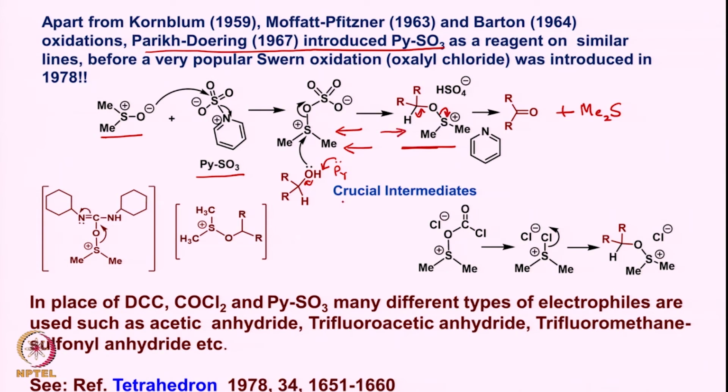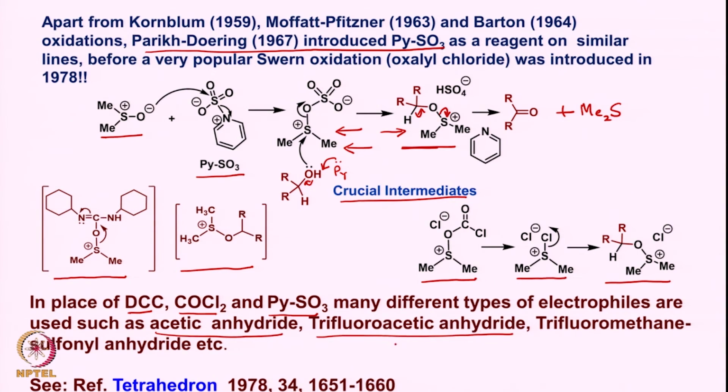So as we have been naming all the crucial intermediates, this is the Moffatt-Pfitzner oxidation first crucial intermediate, this is the second crucial intermediate. In Barton oxidation, this is how the one intermediate forms and then rearranges to this crucial intermediate, and this is the second crucial intermediate after the alcohol attacks. So in place of DCC, phosgene, pyridine sulfur trioxide, many different electrophiles are used, such as acetic anhydride, trifluoroacetic anhydride, and of course trifluoromethane sulfonic anhydride.